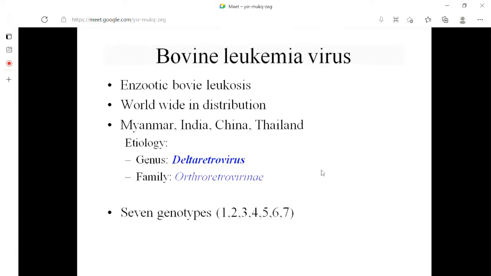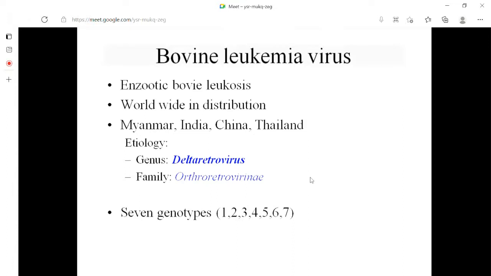7 genotypes were identified. So in India, there was a study conducted recently in 2018. Around 118 animals were screened, and out of that, almost 33 animals were found seropositive. And the blood samples were analyzed by PCR method, and it was found that genotype 6 is prevalent in our country. However, recently in adjacent countries like Myanmar, they recorded genotype 7 from their cattle.